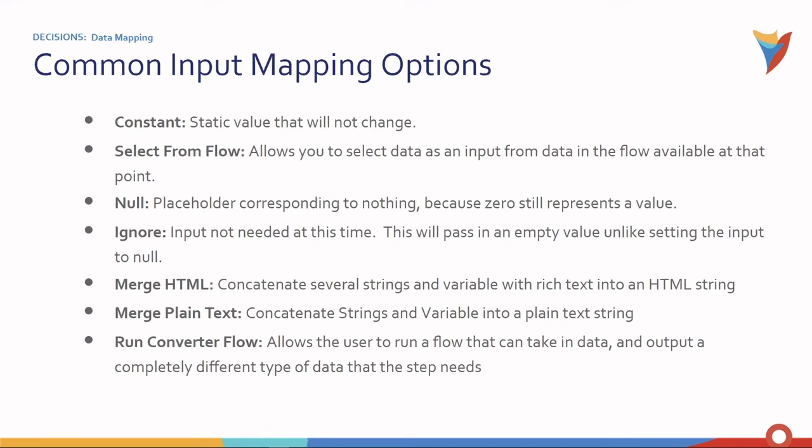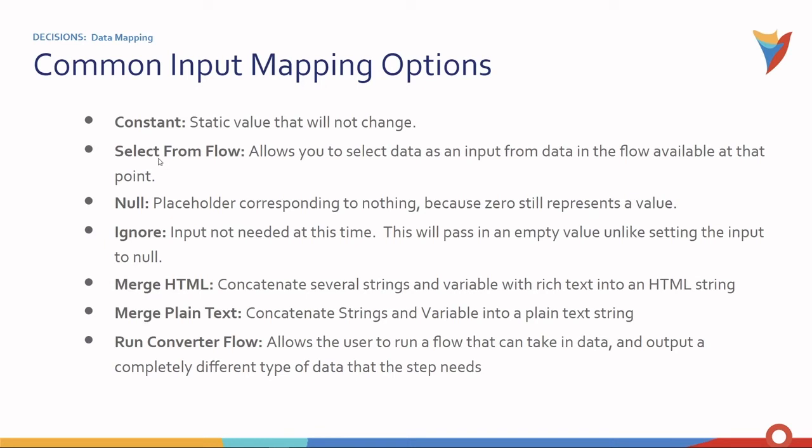The most common input mapping options that you have available will be constant, which is just a static value that will not change. So say if you wanted it always to be under a first name, you want it to always be example or David, then every time that particular step runs, that David or that example name would always be output.